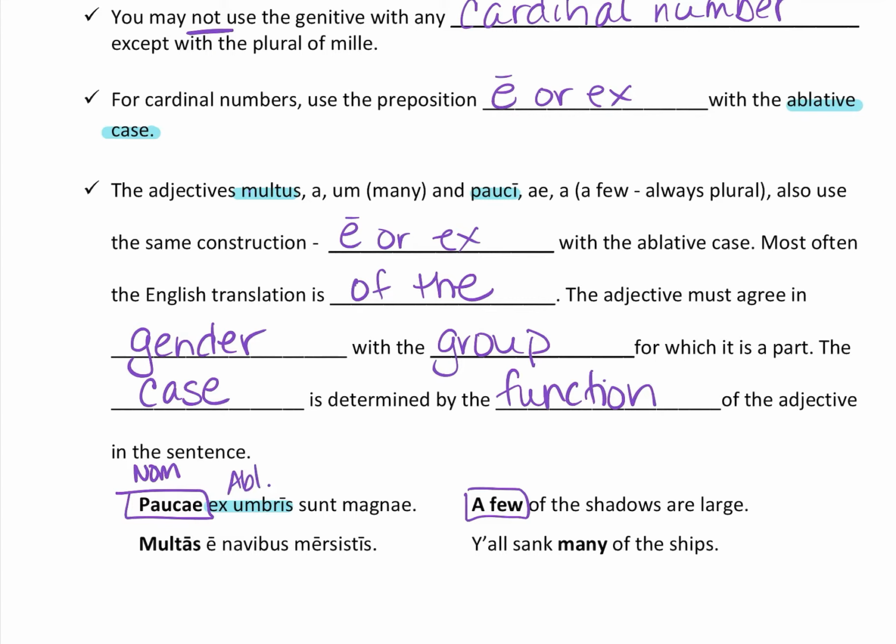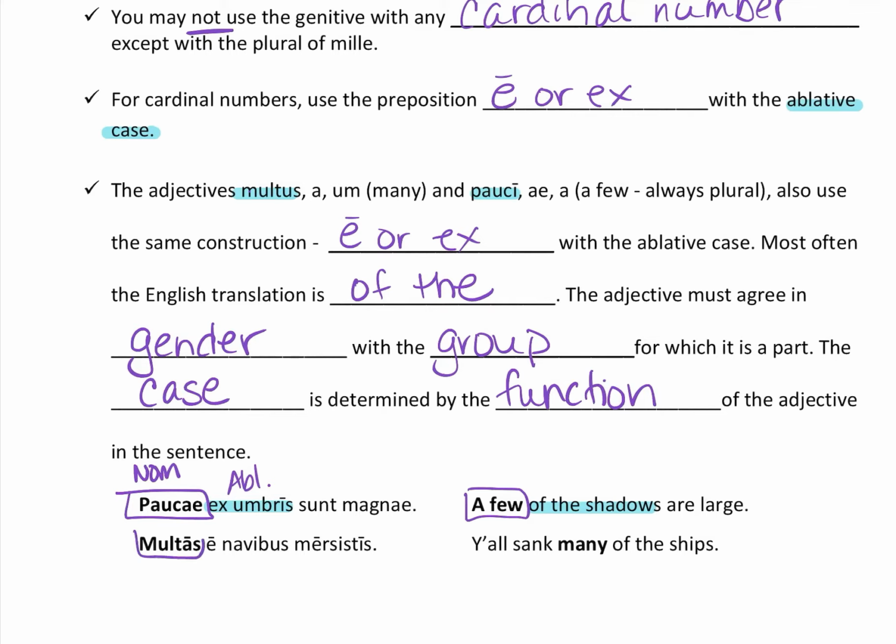This is the only time where an adjective is not going to match with a noun in gender, case, and number. It's going to match with gender, but not in case. And see here again, we have "of the shadows," "a few of the shadows." So even though it's ex umbris and we don't normally see "of the" with the ablative, to make good English sense, we use an "of the."